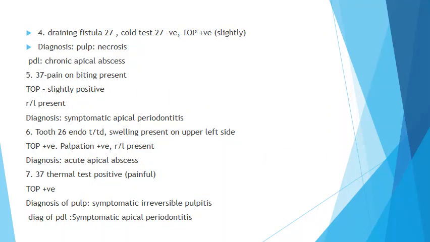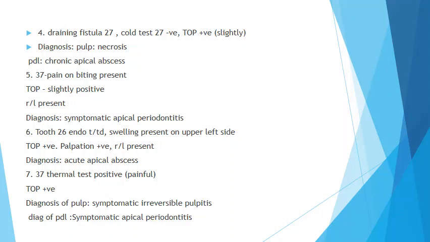Now next is, let's say we are given in the case history, there is a tooth. Let's say the tooth is 2-7. It has a draining fistula, and so we know this is chronic apical abscess. Now it is given cold test 2-7 and it is negative. So that means vitality test is negative and it is necrosis. This is a straightaway answer.